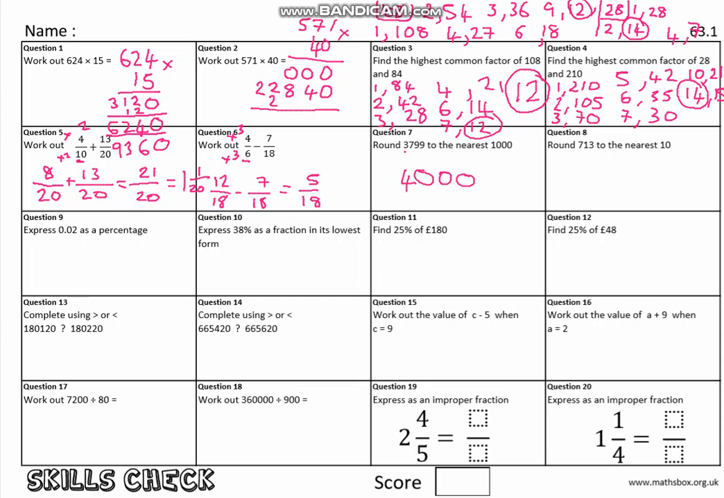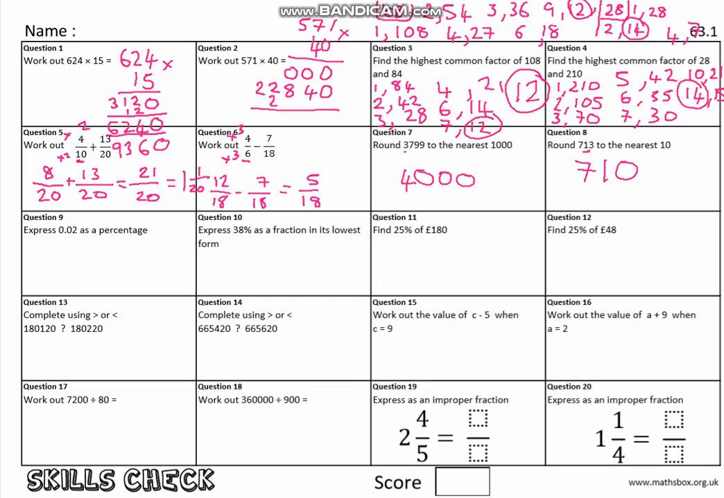Now the next one says round 713 to the nearest 10. So this time I'm looking in the tens column, which is this one. I've got a 1 in the tens column, so I'm looking at that number. Then I go to the next number. Now if my next number is 4 or below, which it is, I leave my 1. If it's 5 or above, then I go up to a 2. So here we leave it as a 1 and then just fill in the 0. So my answer here is 710.